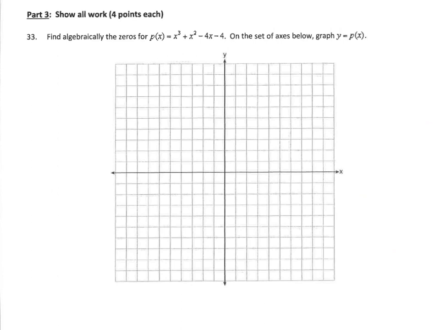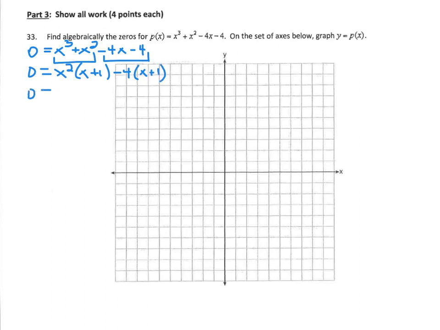Number 33 wants us to find algebraically the zeros of p of x, and then they want us to graph y equals p of x on the set of axes. Okay, so this isn't so bad. If we want to find the zeros, all you do is take p of x and replace it with a 0. Okay, so let's solve. So we'll have 0 equals, now this we're going to solve through factor by grouping, right? We can group together the first two terms and pull out an x squared, which leaves us with x plus 1. And out of the next two terms, let's pull out a negative 4, which also leaves us with a positive x and a positive 1.